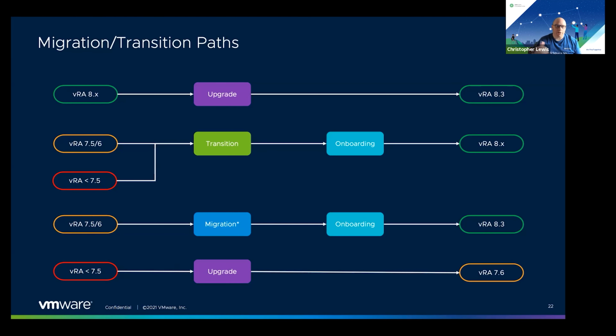We don't support migration for anything under 7.5. So if you're running 7.4, then you're not supported from a migration perspective. You need to get to 7.5 or 7.6, but there's no point in getting to 7.5 if you're below 7.5. The recommendation would be to go to 7.6 and then migrate.